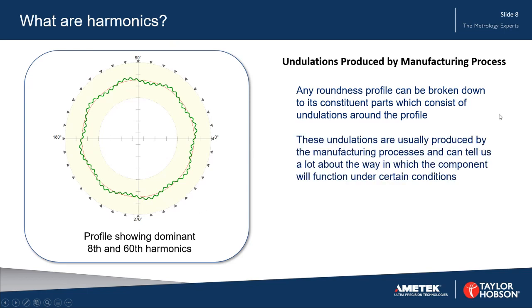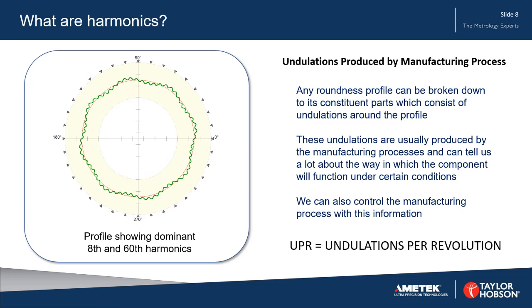So these undulations are produced by the manufacturing processes and can tell us a lot about the way in which the component will function under certain conditions. And we can also control the manufacturing process with this information. I've mentioned already the word UPR means undulations per revolution. It's the same thing as the harmonic. So when we're talking about the 60th harmonic, we would be talking about 60 undulations per revolution, or 60 UPR. And you'll see that used throughout this seminar.